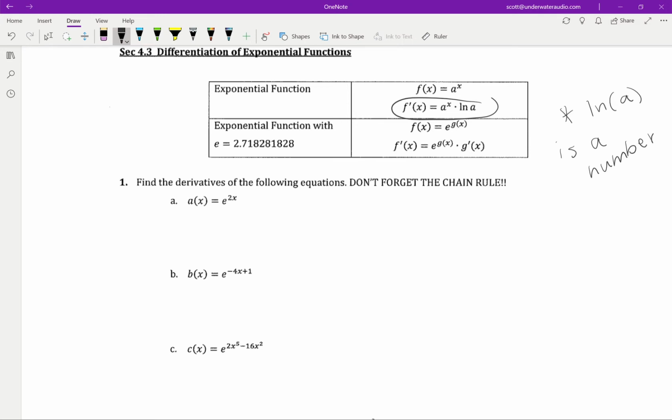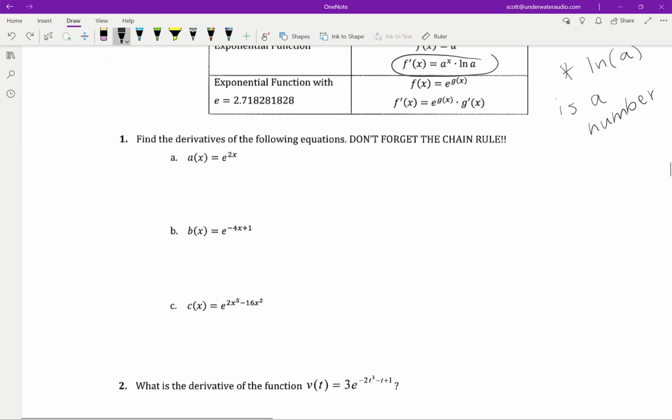And then below I have the exponential function with the chain rule. So we kind of already did this, but just a reminder. Let's do a couple of examples. Find the derivatives of the following equations. Don't forget the chain rule.